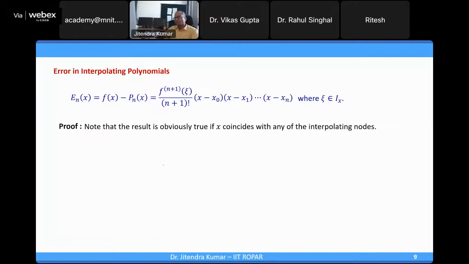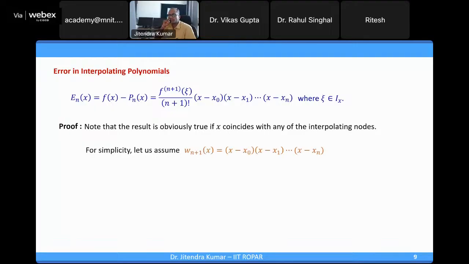If x coincides with any of the interpolating nodes, then of course this error formula is trivial, because the error will be 0. If you substitute x by any interpolating node, this will make everything 0, and the error will be 0. Of course, because this polynomial passes through these points, the actual error is also 0, and your formula is also giving error 0. So obviously this is what we are not considering.